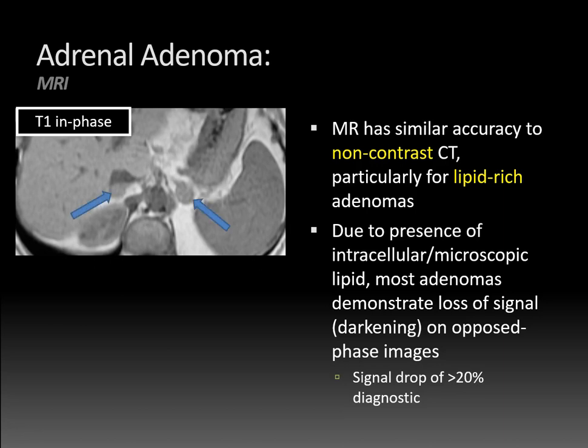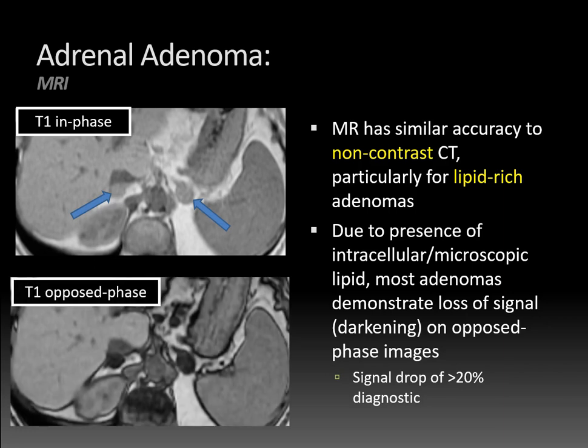So you can see in this case, this is a T1 in-phase MRI of the adrenal glands, and there are bilateral adrenal nodules. On the opposed phase T1 weighted image, you can see that these nodules become dark, and that's diagnostic of adrenal adenomas.